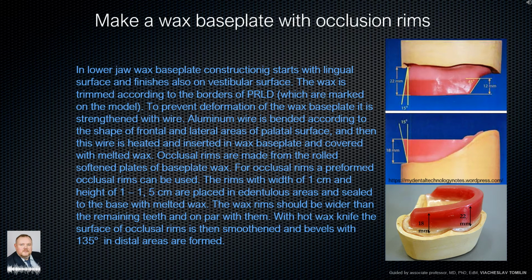Occlusal rims are made from rolled softened plates of baseplate wax. For occlusal rims, preformed occlusal rims can be used. The rims with a width of 1 cm and height of 1 to 1.5 cm are placed in edentulous areas and sealed to the base with melted wax. The wax rims should be wider than the remaining teeth and on par with them. With a hot wax knife, the surface of the occlusal rims is then smoothened and bevels with 135 degrees and distal areas are formed.